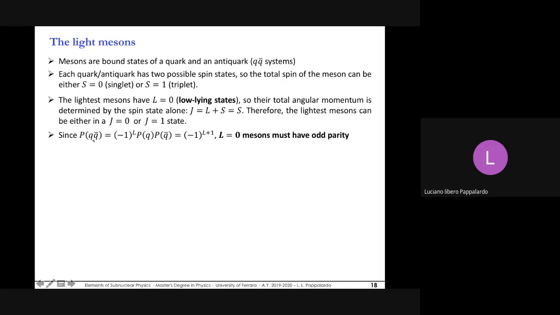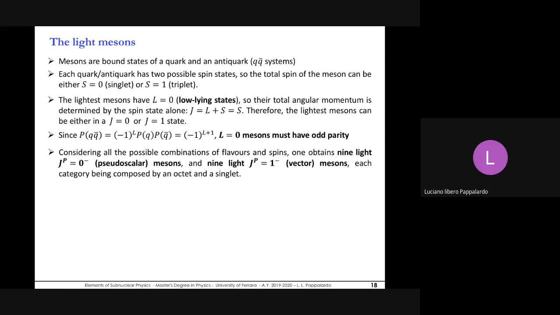What about parity? This we have seen already. So the parity for a meson is (-1)^L, and then the intrinsic parity of quark and anti-quark. Here you gain another minus sign because quark and anti-quark have opposite intrinsic parity. So it is given by (-1)^(L+1). But now, since we are focusing only on the low-lying states with L equals 0, if you put a 0 here, you get a minus sign. So all the low-lying states must have negative parity, and the possible angular momentum assignments are again either 0 or 1.